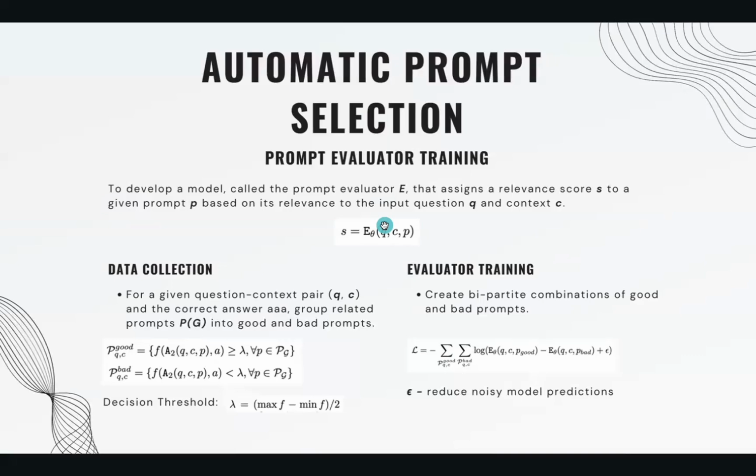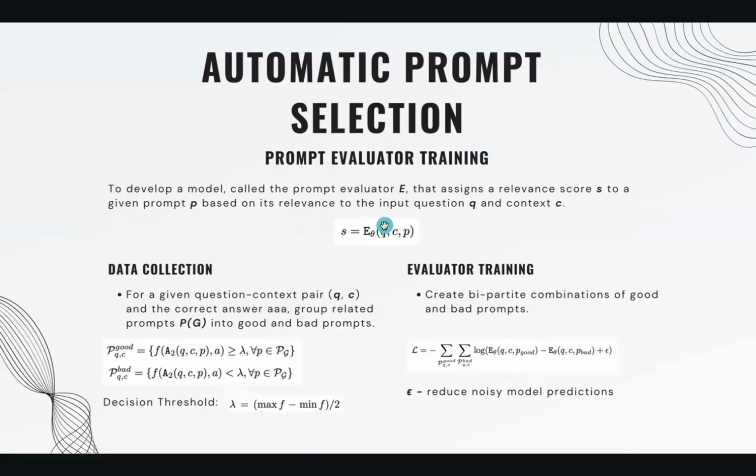And the evaluator training trains the prompt evaluator to differentiate between good and bad prompts. The process includes training data formation, which creates bipartite combinations of good and bad prompts, sampling pairs for each sample QC with the correct answer A. The good prompt P good produces answer A prime similar to A, and the bad prompt P bad produces an answer different from A. Here is the high score for good prompts and the low score for bad prompts.